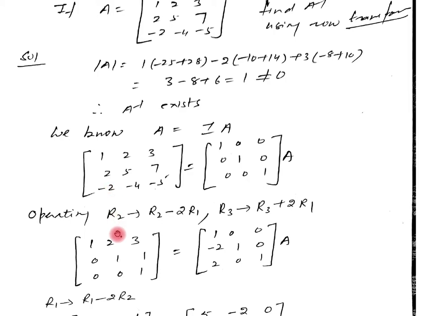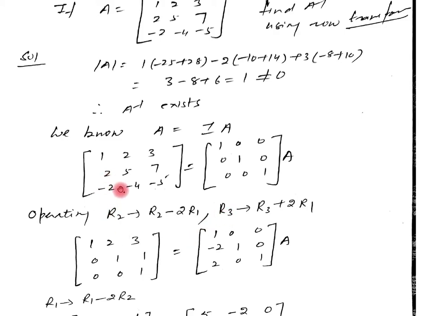Now what operation I am applying here? Operating R2 to R2 minus twice R1 because 2 minus 2 is 0. We can do the calculation work in the rough also to avoid any mistake. Now R2 to R2 minus twice R1 operating here, 2 minus 2 0 it becomes, 5 minus 4 it is 1, 7 minus 6 it is again 1 because 3 into 2 is 6, 7 minus 6 equal to 1. Then again I am applying this operation in same step.